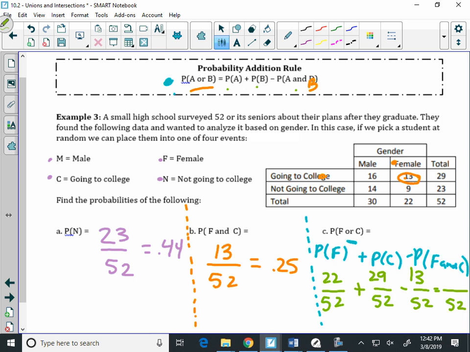What's nice about this, we're combining fractions that have the same exact denominator. So you literally just have to combine the tops. When you have a common denominator, it stays the same throughout. So in your calculator, all you have to do is just do 22 plus 29 minus 13. And we get 38. So 38 out of the 52 people are either female or they're going to college. They're one or the other.